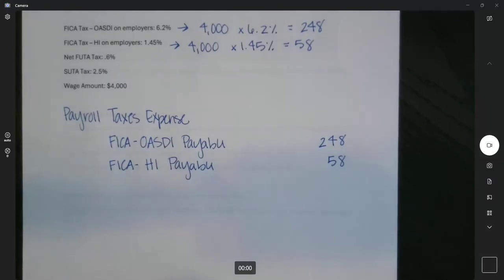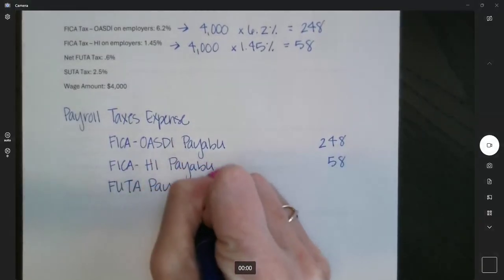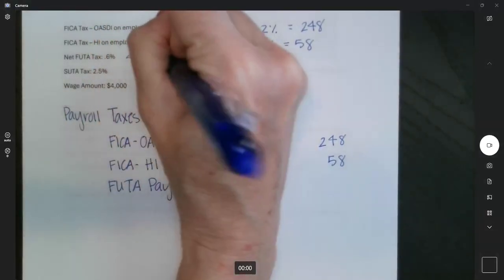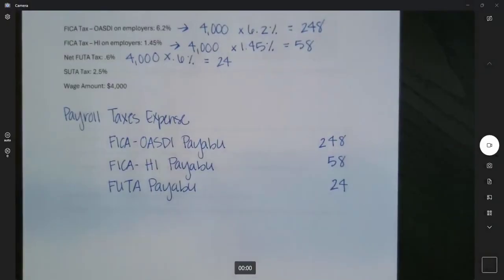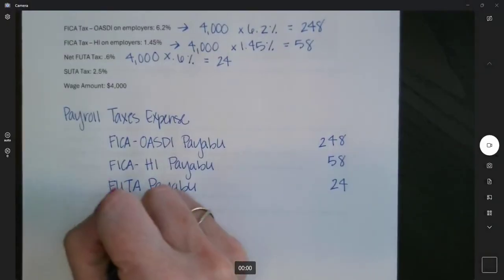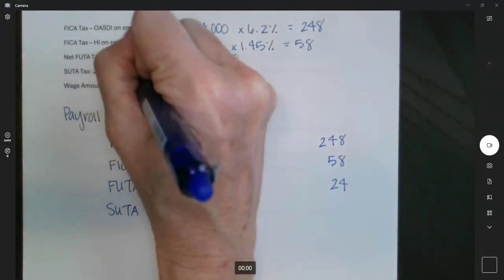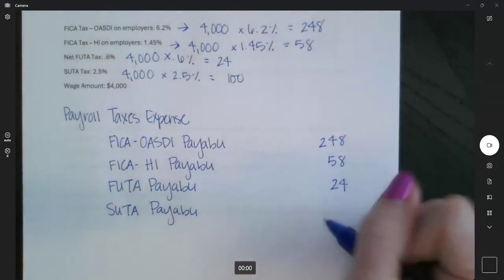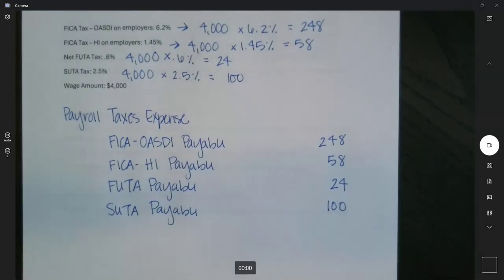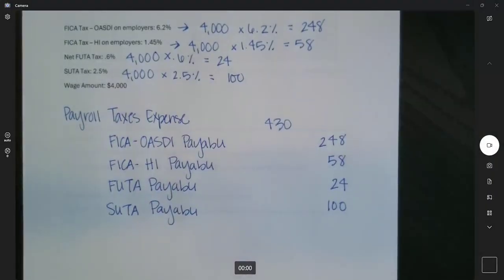Next up, we will do FUTA payable. We'll be taking that 4,000 times 0.6%. We'll get $24. $24 is our credit. And then we'll have SUTA payable. We'll take the 4,000 times 2.5%. We'll get 100, and that'll be 100. We'll debit the total payroll taxes expense at 430. And the credits all increase the liabilities for the others.